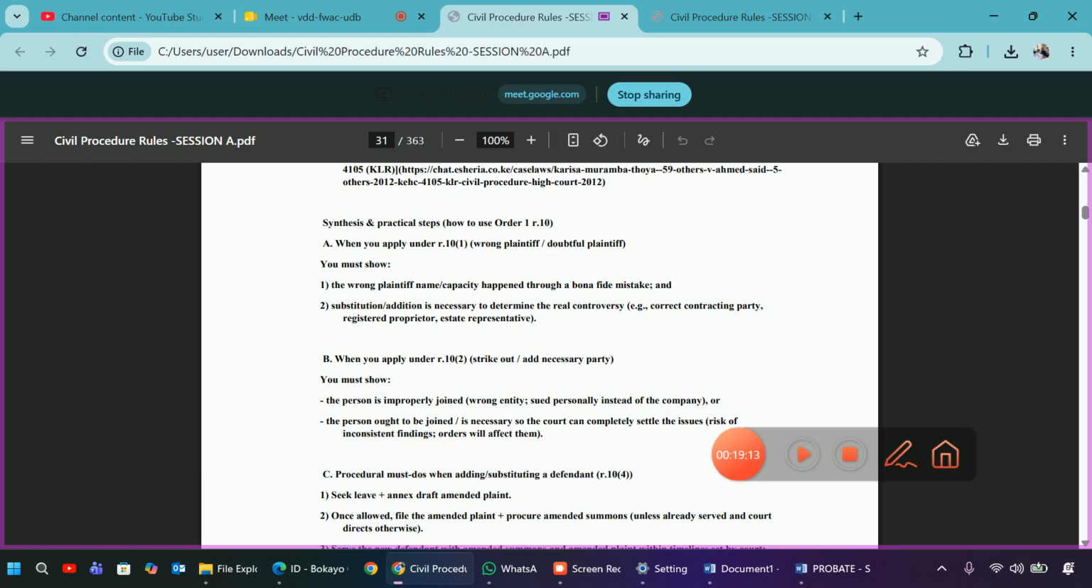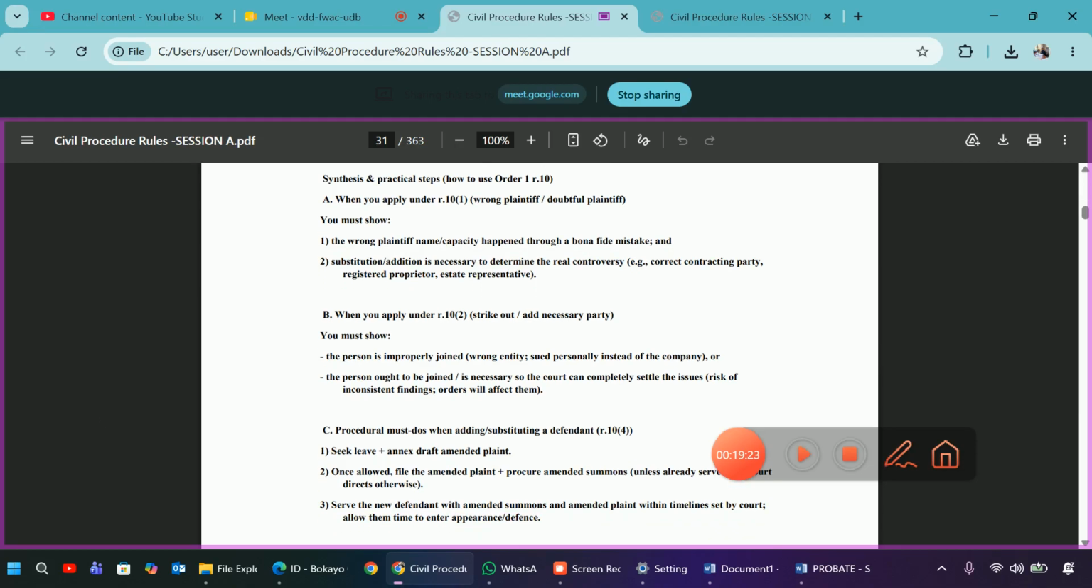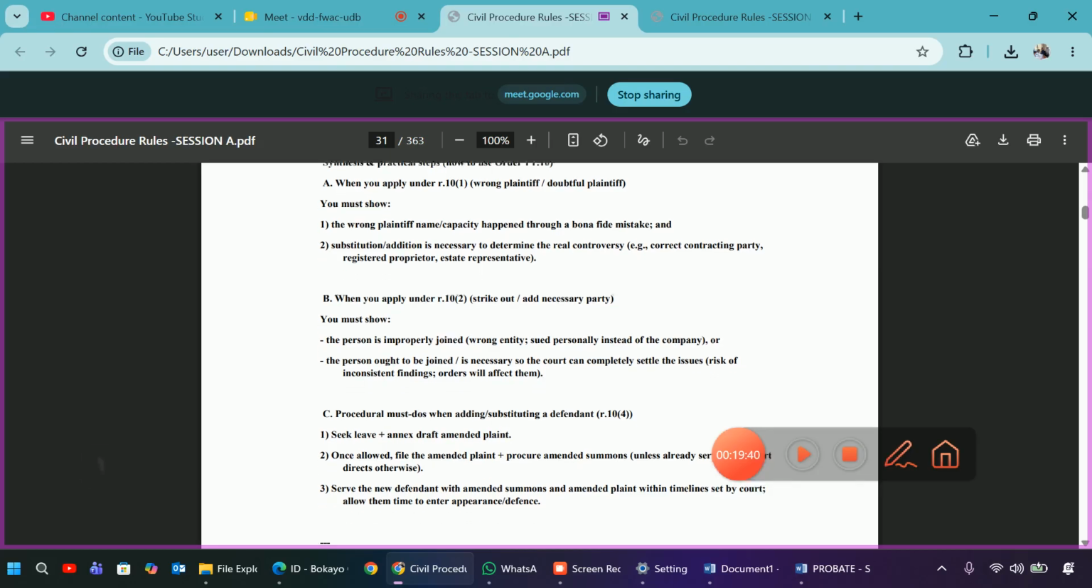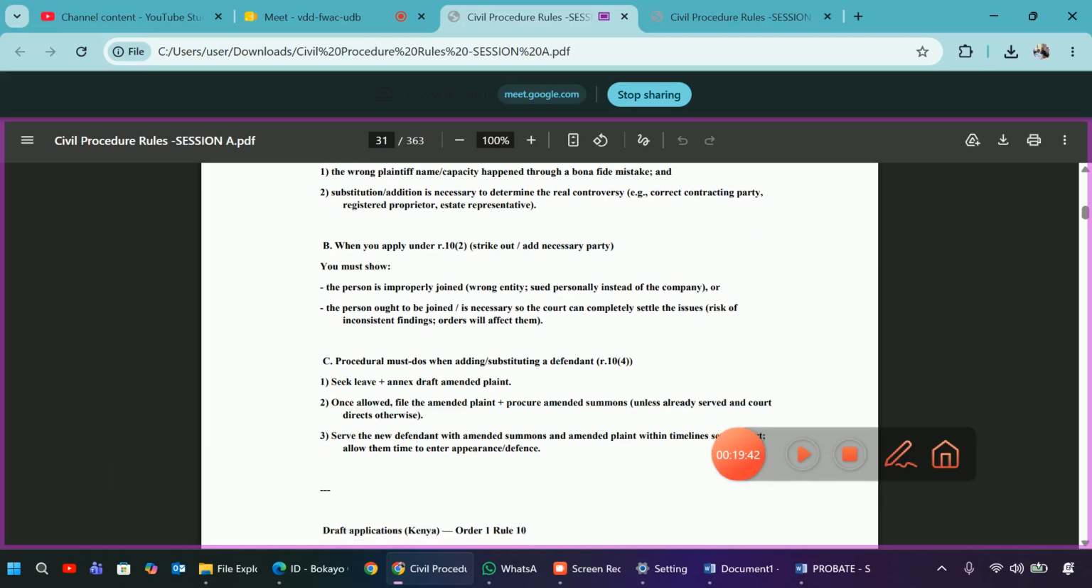How do you apply Order 1, Rule 10 when it comes to striking out or adding necessary parties? You must show that the person is improperly joined. Okay, this is a wrong entity. You have sued personally instead of the company. I'm just a director. You have not lifted the corporate veil. Second, the person to be joined is necessary so the court can complete or settle the issues, and the risk of inconsistent findings or orders will affect them.